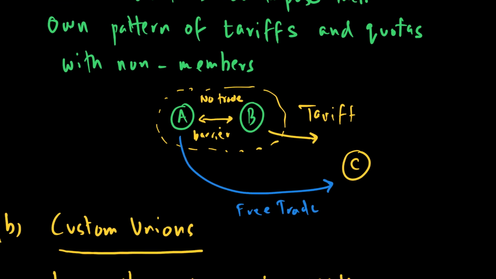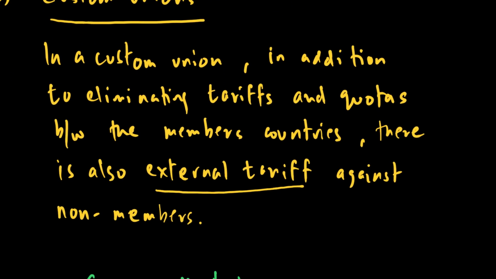A customs union is one step ahead of a free trade area, because in a customs union we also have a common external trade policy with non-members. So in a customs union, in addition to eliminating tariffs and quotas between member countries, just like a free trade area, you also have an external tariff or external trade policy with non-members.